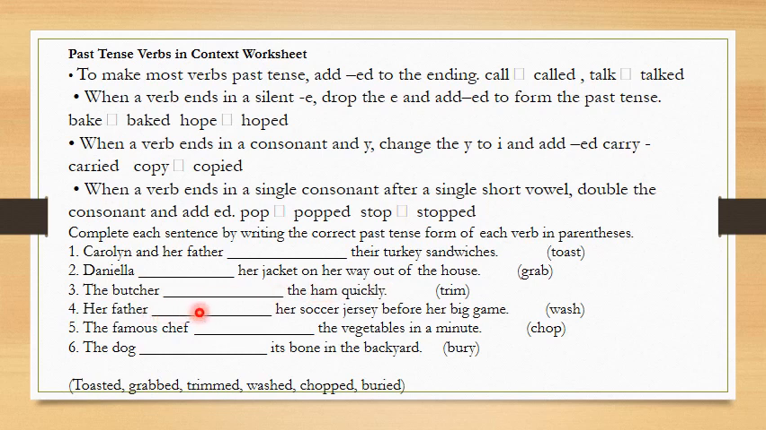Her father (wash) her soccer jersey before her big game. Her father washed her soccer jersey before her big game. The famous chef (chop) the vegetables in under a minute. The famous chef chopped the vegetables in a minute. The dog (bury) its bone in the backyard. The dog buried its bone in the backyard.